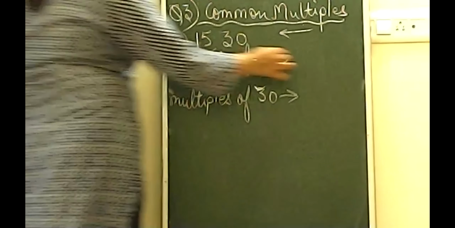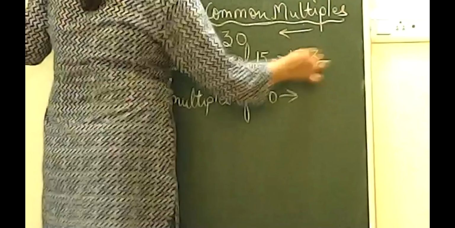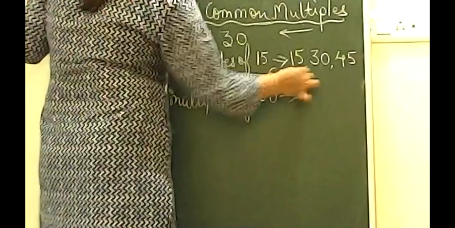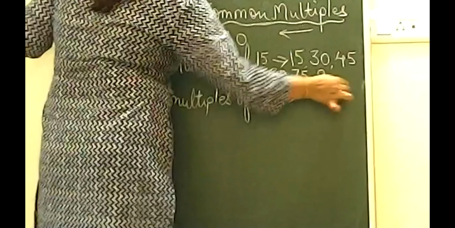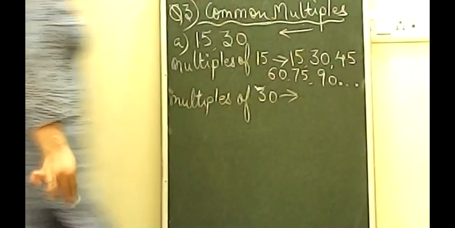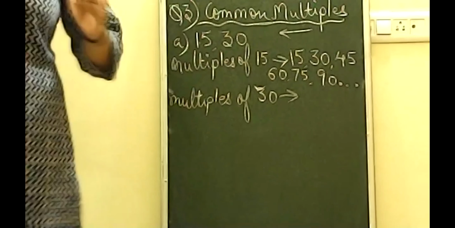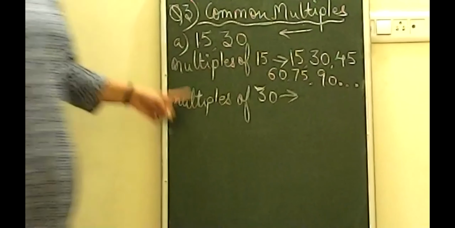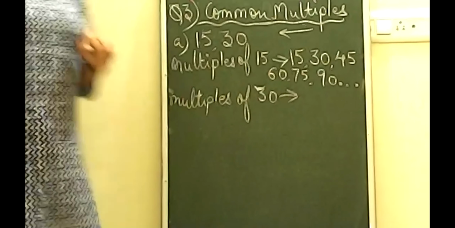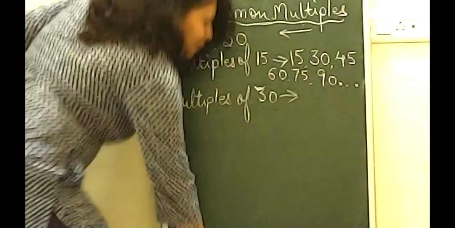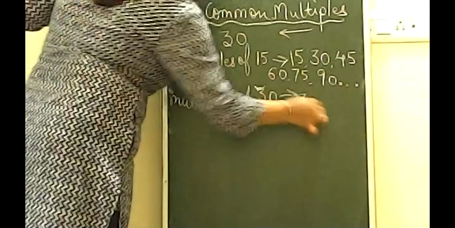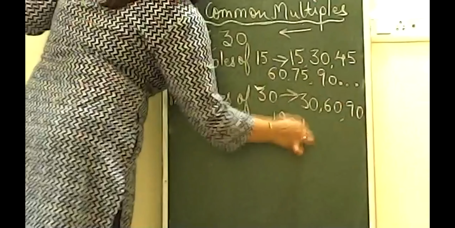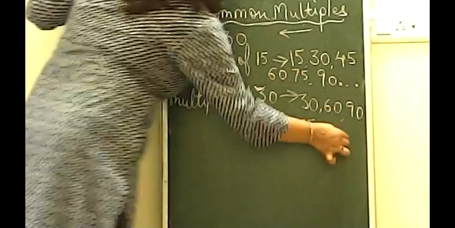Now look here. 15, 30, 45, 60, 75, and then 90. And then I am putting dot dot. Why am I putting dot dot? Because multiples are endless. Okay, so these are the multiples I have written. Now it is telling multiples of 30. So let us find out the multiples of 30 as well. So 30, 60, 90, 120, 150 and so on.